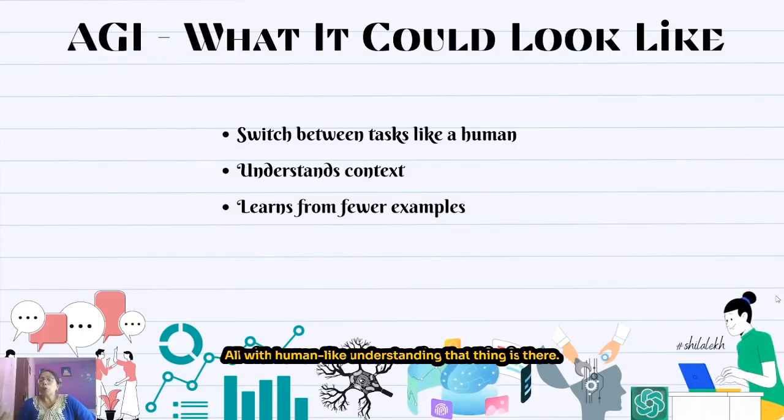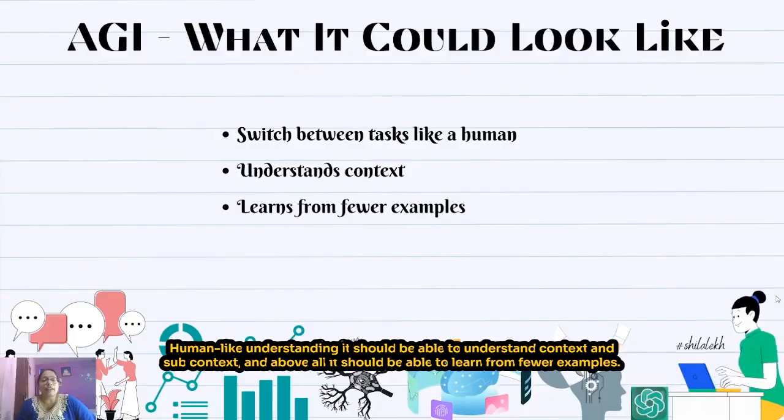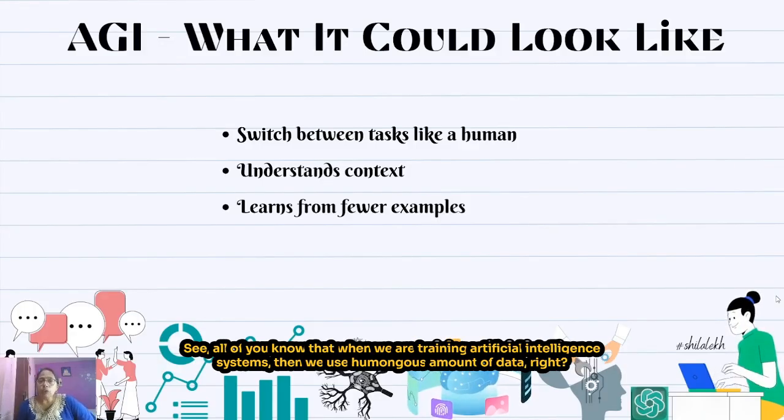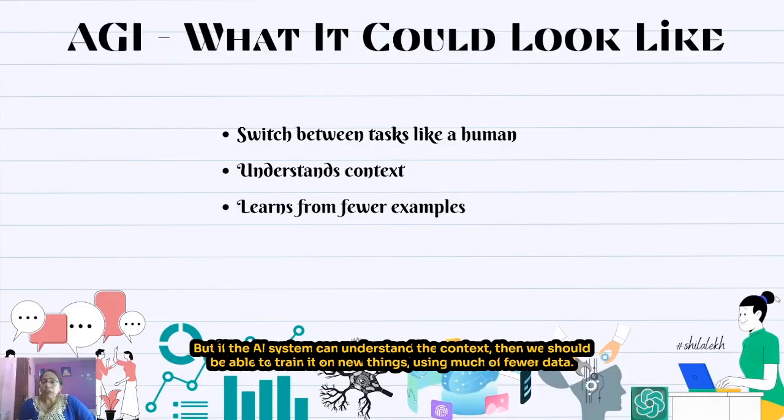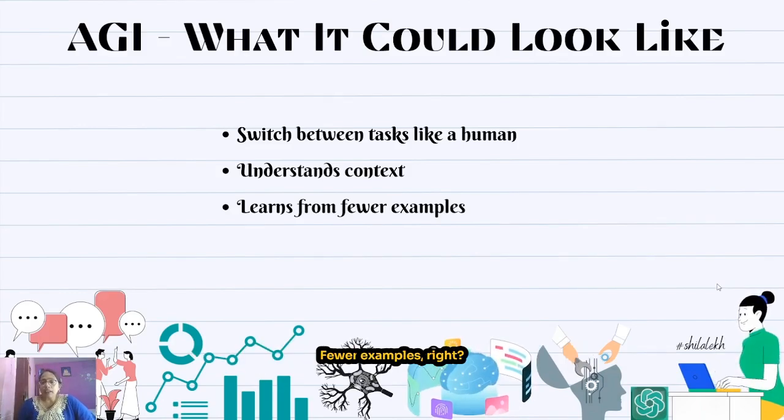all with human-like understanding. That thing is there, okay? Human-like understanding. It should be able to understand context and subcontext. And above all, it should be able to learn from fewer examples. See, all of you know that when we are training artificial intelligence systems, we use a humongous amount of data, right? But if the AI system can understand the context, then we should be able to train it on new things using much less data, fewer examples, right?